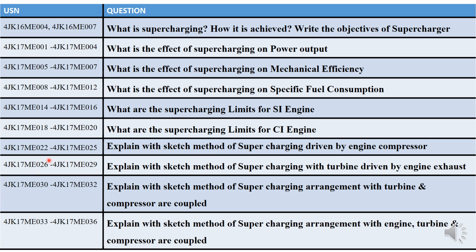20 to 25: method of supercharging with the turbine driven engine compressor. Supercharging with turbine driven engine exhaust. Then 30 to 32: with a sketch, a method of supercharging with the turbine and compressor coupled. 33 to 36: the fourth type of method, that is supercharging arrangement with the engine, turbine and compressor coupled together. Okay, so this is the fourth type you have to check, that is 33 to 36.